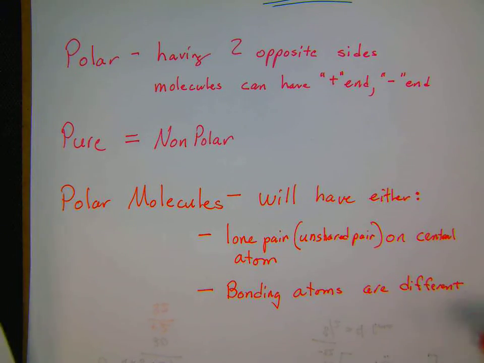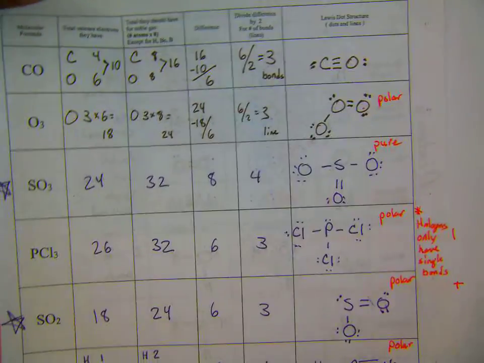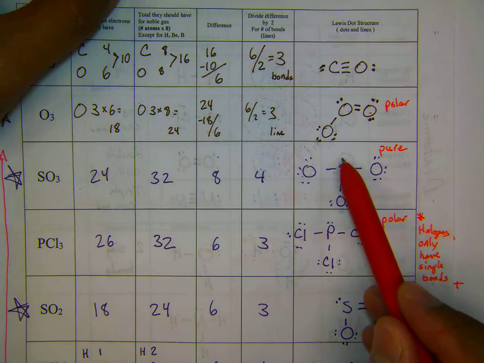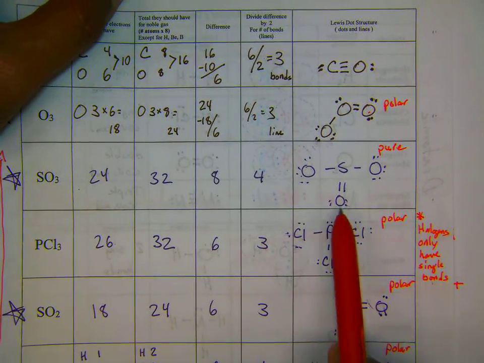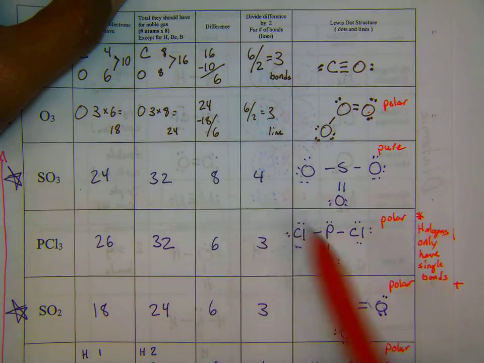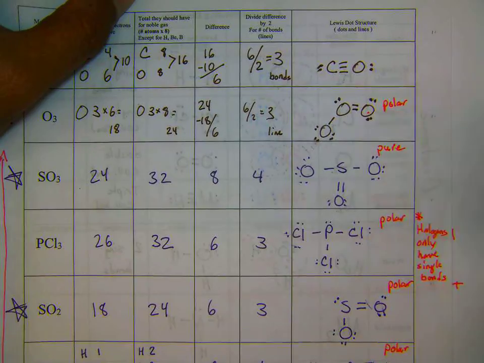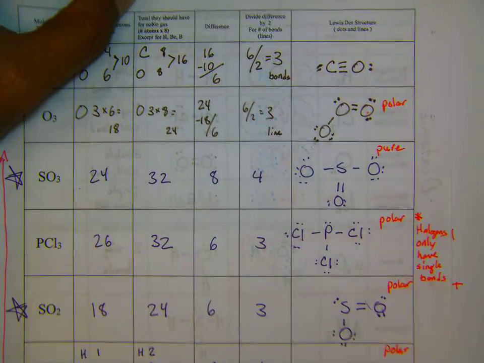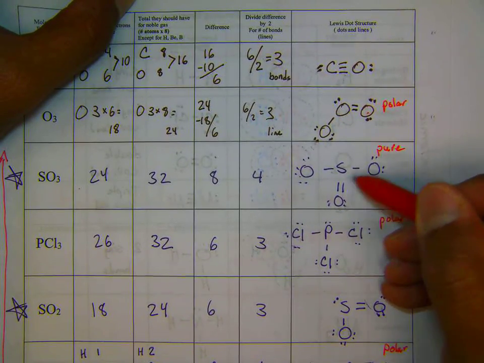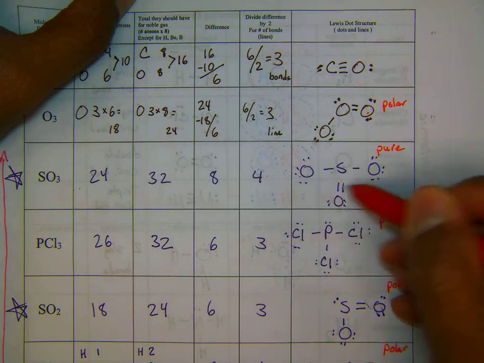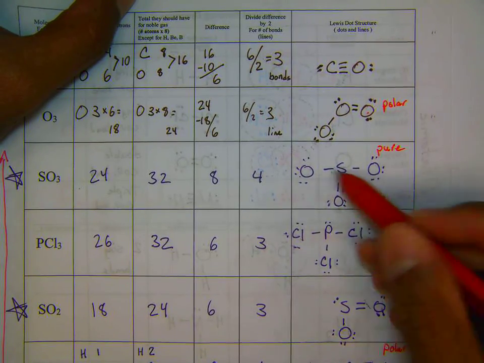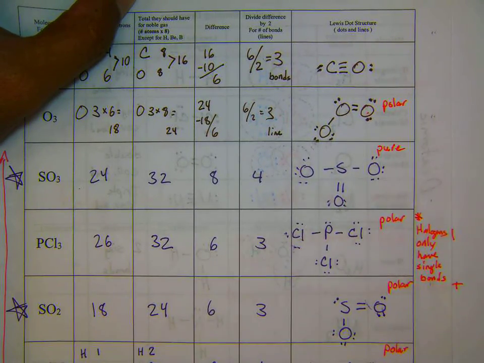Anyone have any questions on polar molecules? Wait, so SO3 is still pure? SO3 is pure because there's no dots on the central atom. And they're all oxygen. So I know there's a double bond there, but it doesn't matter. That's not part of the criteria. Exactly. Because of resonance. Resonance means this double bond can go everywhere, and it's really not there. It's everywhere. But we just put it there because it has resonance.